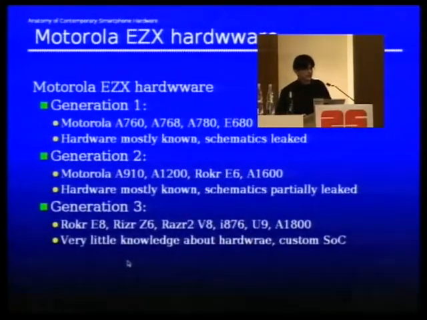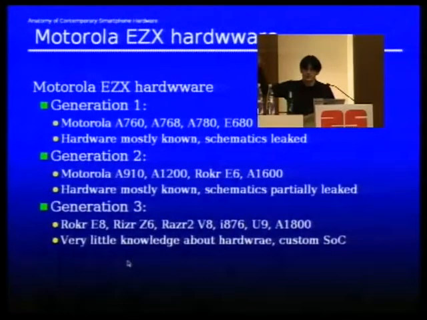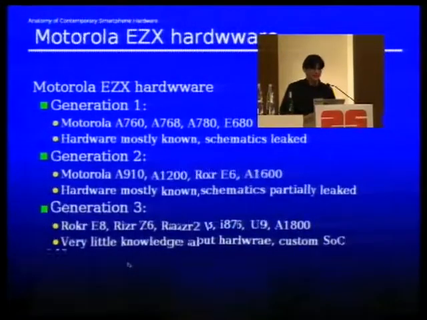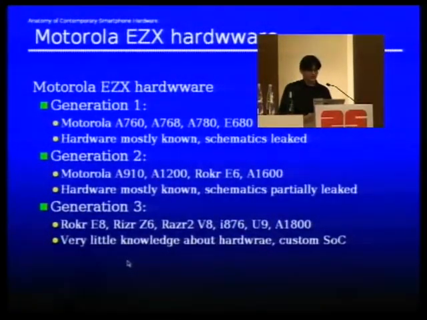The Motorola EZX hardware, which obviously has only one W, as I recognize now, has multiple generations. There is generation number 1, which includes the A760, the A768, the A780, and the E680. All of these devices are not very commonly known in the Western world. They're mostly sold in the Asian market. The only thing that ever was, I think, regularly sold in Europe was the A780.